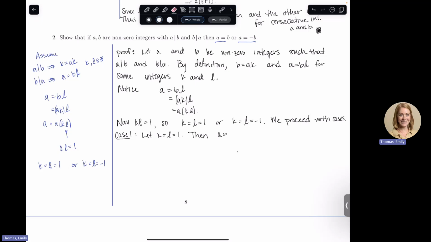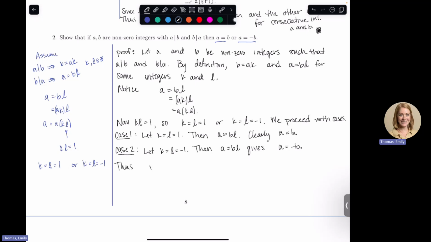A equals b times l. Clearly, a equals b. We'll just go with that. Case 2. Let k equal l equal negative 1. Then a equals b times l gives a equals negative b.